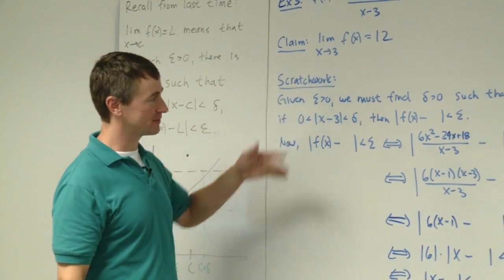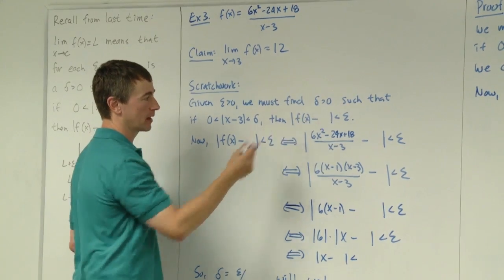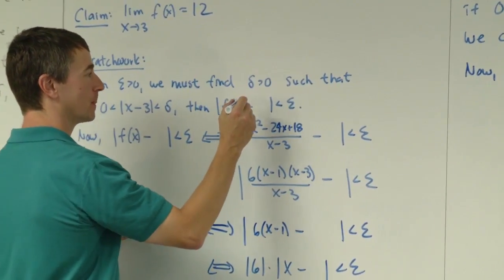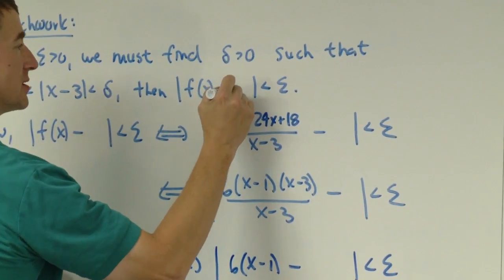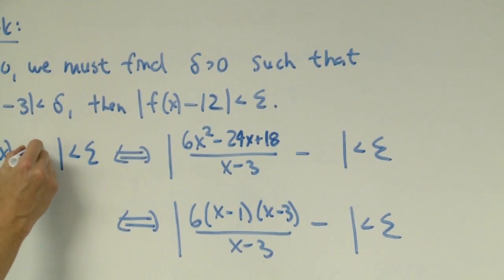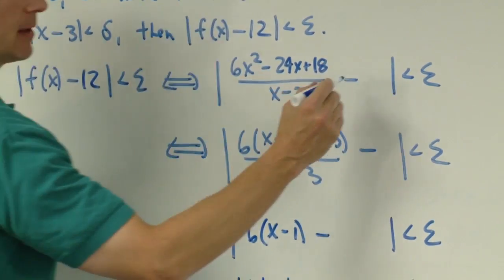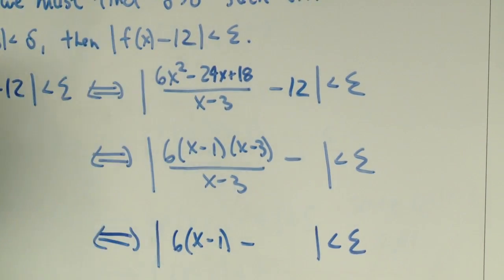So the scratch work starts off the same. Given epsilon greater than 0, we have to find the delta such that this. What are we going to put in here now for our limit? We just decided it was 12, right? So now saying f of x minus 12 is less than epsilon. We just replace f of x by its formula, and minus 12.